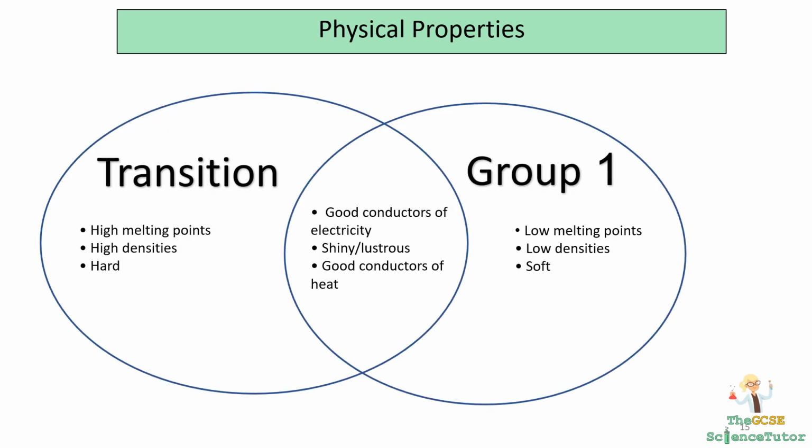So hopefully you got something like this. Transition metals have high melting points, high densities and are hard, whereas Group 1 metals have lower melting points, as shown by sodium melting, low densities, as shown by them floating on water, and they are soft, they can be cut by a knife. Both Group 1 and transition metals are good conductors of electricity, are shiny, and are good conductors of heat.